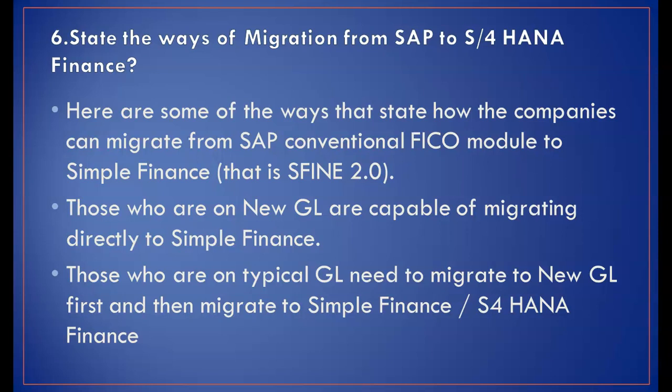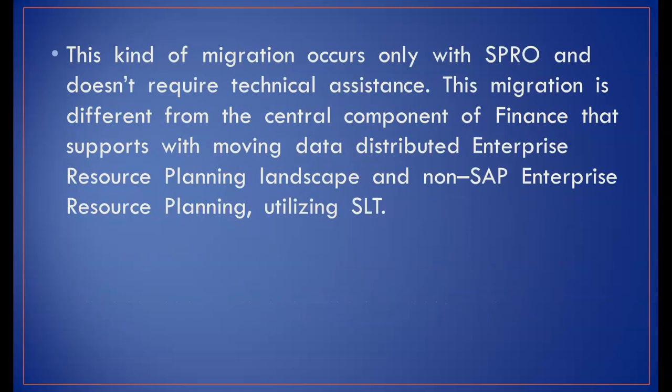State the ways of migration from SAP to S/4HANA Finance. Here are some of the ways that state how companies can migrate from the SAP conventional FICO module to Simple Finance, that is SFIN 2.0. Those who are on new GL are capable of migrating directly to Simple Finance or SAP S/4HANA Finance, but those who are on classic GL need to migrate to new GL first and then migrate to Simple Finance or S/4HANA Finance. This kind of migration occurs only with SPRO and doesn't require technical assistance.